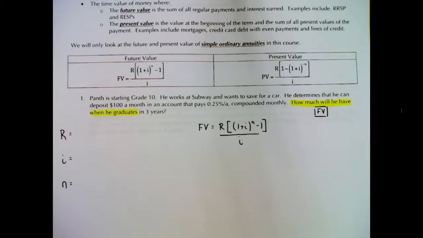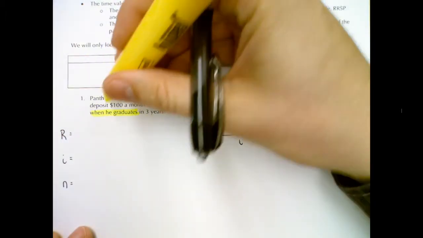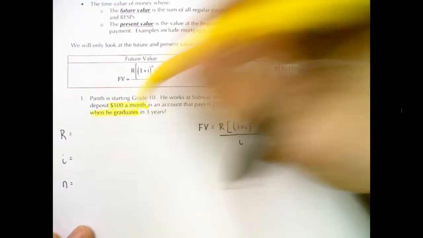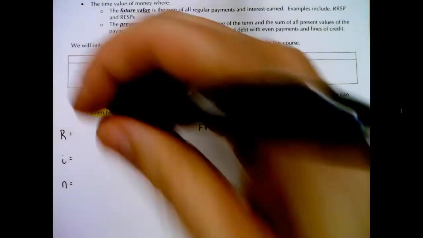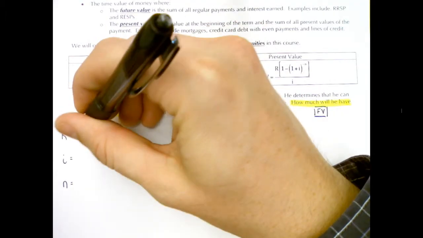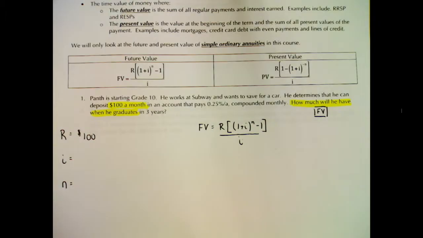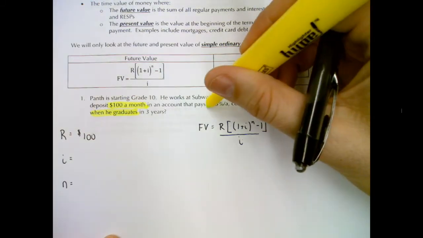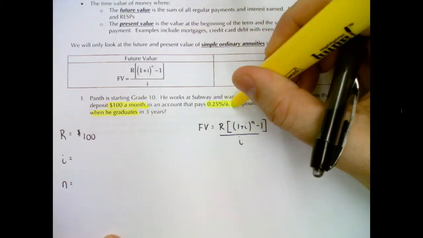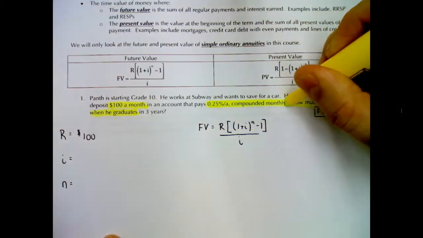Back to the question. He's starting grade 10, he works at Subway, wants to save for a car, and he can make regular deposits of $100 a month. That's our R. Our regular deposit is $100. I is the interest rate per compounding period. So we have 0.25% per year compounded monthly.